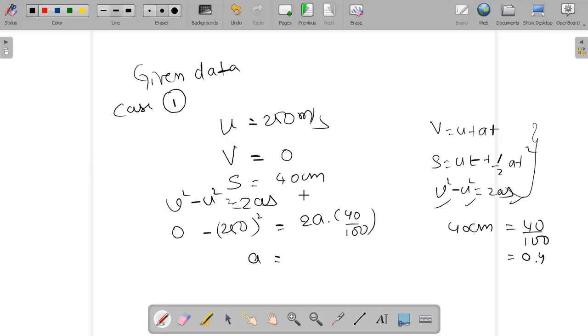So you can calculate the value of a. a is equal to minus 250 square divided by 2. This 100 goes above, this 40 comes down, this is 250 square. So the answer will be fast.